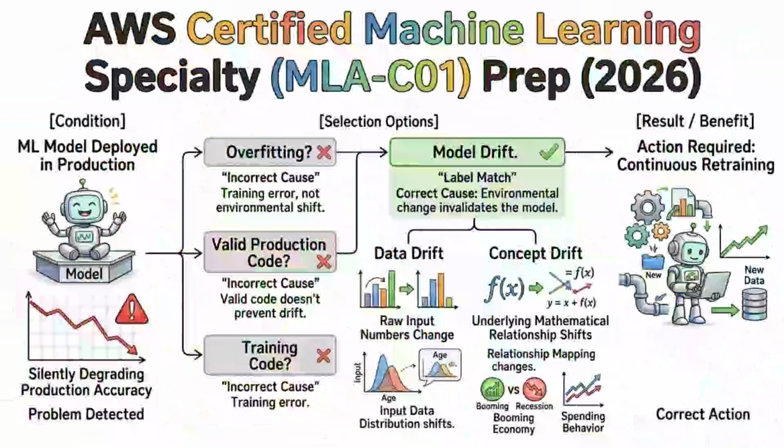The fundamental reason we need continuous retraining is a dangerous phenomenon known as model drift, which occurs when the real-world environment completely changes after your model is deployed. For example, a financial model trained heavily on spending habits during a booming economy will perform terribly if a sudden recession completely changes how customers spend their money. There are two main types of drift tested on the exam, which are data drift, where the incoming raw numbers change, and concept drift, where the underlying mathematical relationship between the variables completely shifts. Identifying model drift as the primary cause of silently degrading production accuracy is a critical troubleshooting skill you must master.